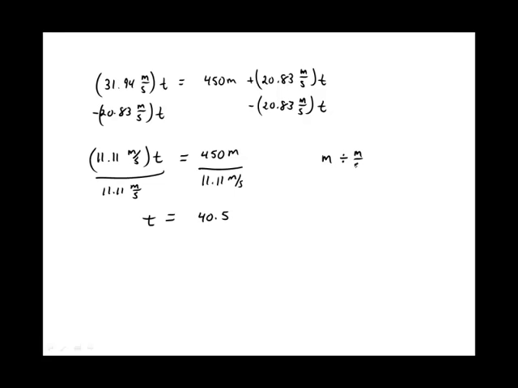divided by meters per second, but that's the same as meters times seconds per meter. The meters cancel and I'm left with seconds. So 40.5 seconds, which it should be. I'm talking about a time. So that should be a time.